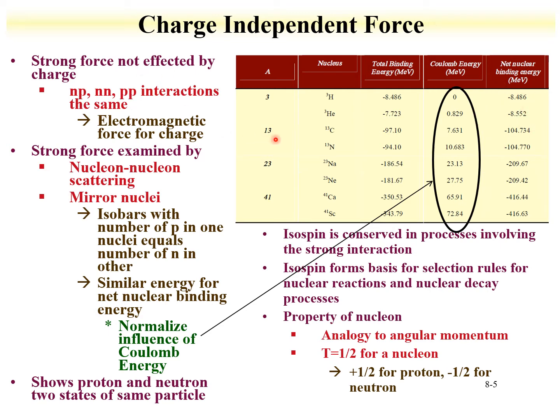And this can be used to show that protons and neutrons can be considered two states of the same particle. This term is called isospin, and it's another parameter that can act to determine reactions based upon the strong nuclear force. And here's some data on isospin. It's a property of a nucleon where the proton can have an isospin of 1/2 and the neutron an isospin of -1/2.